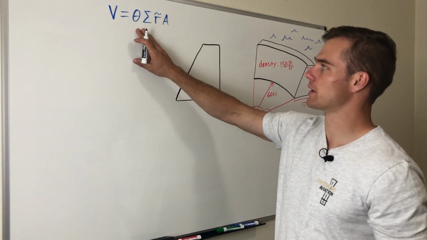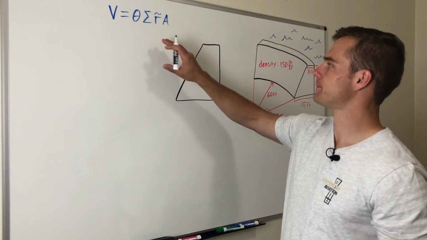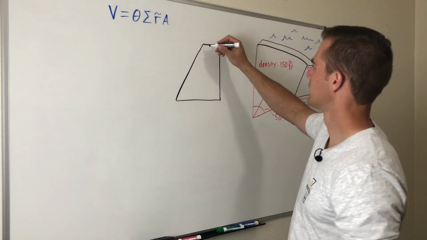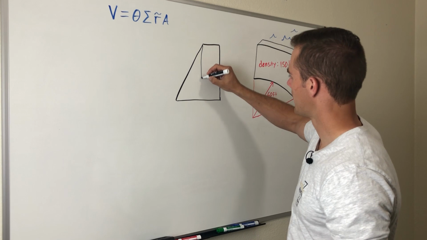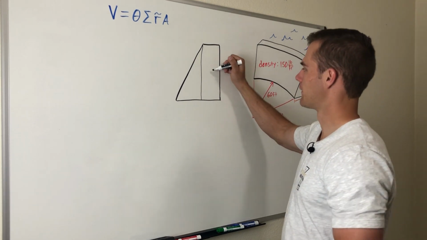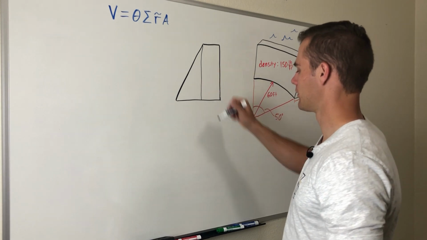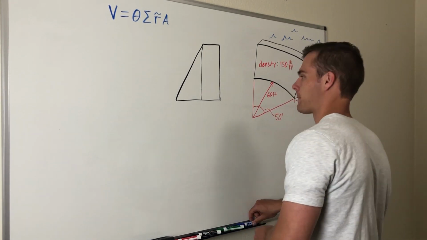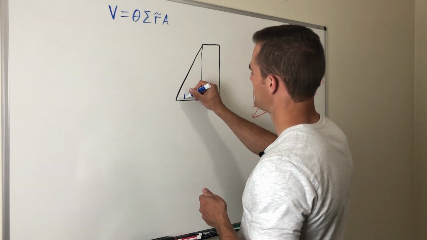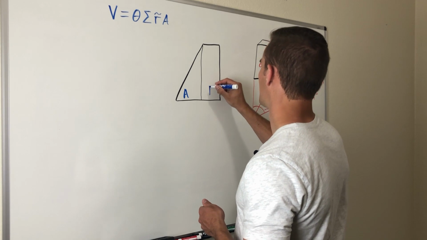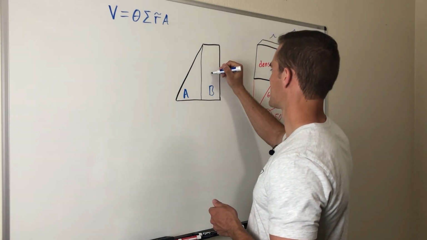So we have our volume equation dealing with the composite bodies. So we have our two composite bodies. We have our rectangle and our right triangle, and we are going to label them A and B, and we are also going to draw their centroids.